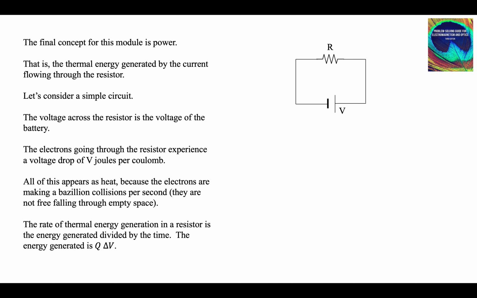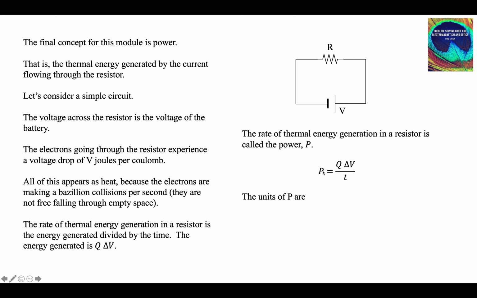So we have some Q going across. The total energy is the Q going across times the voltage drop. That's joules per coulomb. We want to know what the rate is. To get the rate, we've got to divide by the time. So the energy is Q delta V, divided by the time, that's joules per second, that's the power. The units of P are the coulombs from the Q, the seconds from the time, and a volt is a joule per coulomb. That gives us joules per second, and that's a watt.